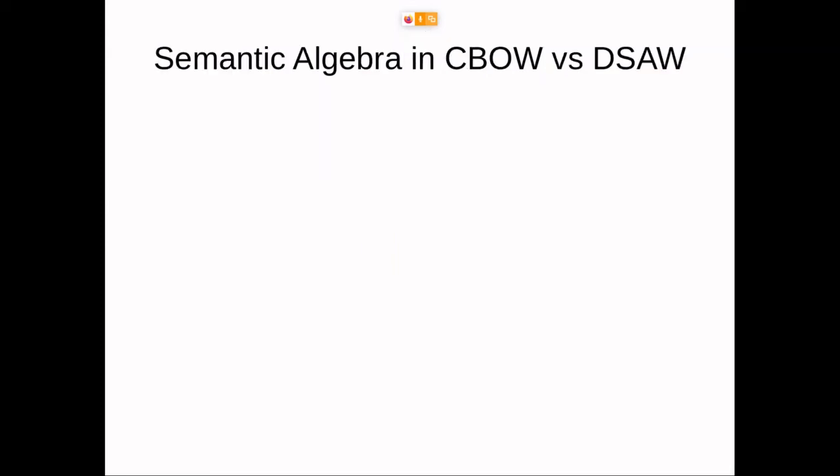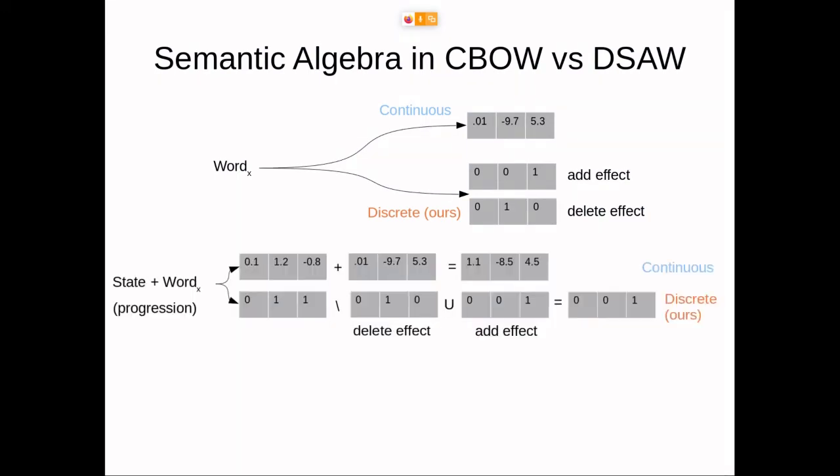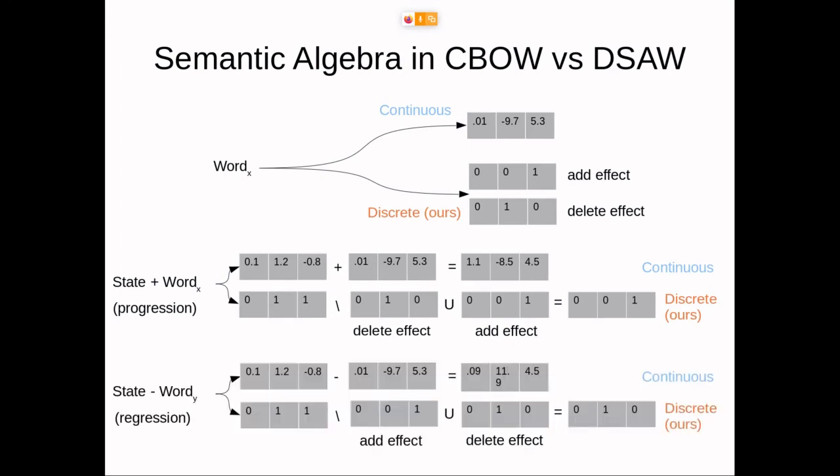Once we have an architecture like that, we can start performing semantic algebra in a discrete space. As opposed to a continuous vector, our model would provide 2 discrete vectors, the add and delete effects. To add a word to a current state, we use progression through the set operation. And to subtract a word, similarly, we use regression.